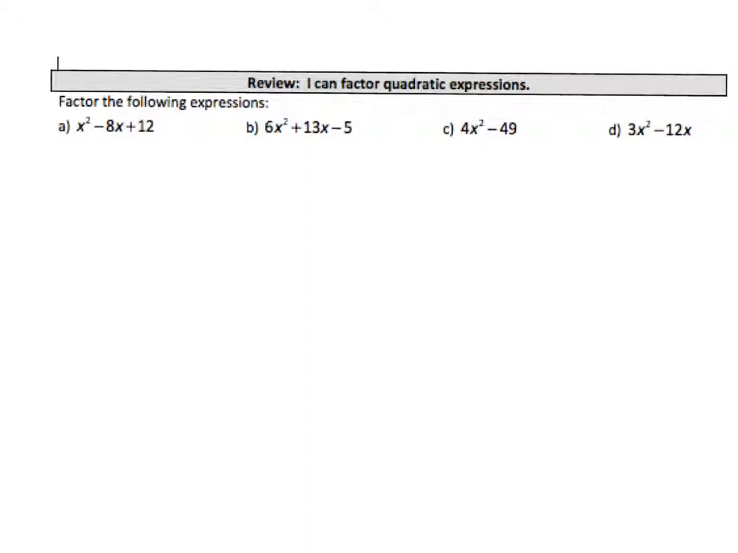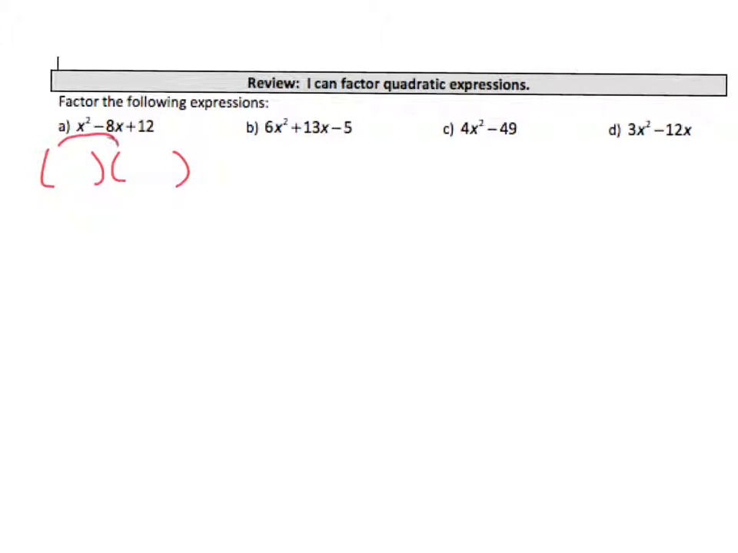We're going to need to remember how to factor in order to do any of the levels in this skill in 8.1. So factoring the following expressions. Remember in A, we have x squared minus 8x plus 12. So what I want to do, always look for a greatest common factor first, and since there is none, I'm going to break it up into two separate groups.